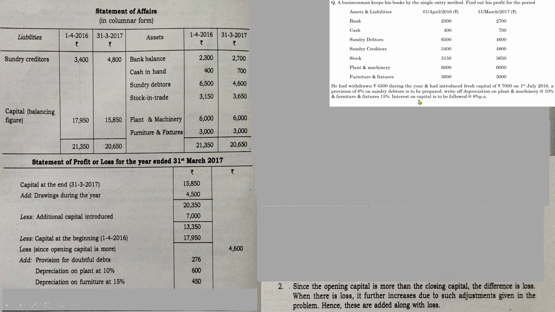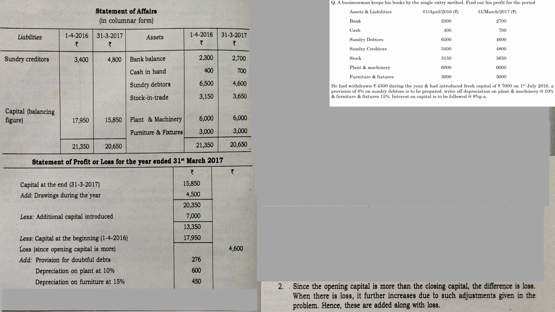Next one, and the final item mentioned in the question, is interest on capital. Interest on capital is an expense, so it has to be mentioned. Here it is 8%. So how are we going to find the interest on capital? Because it is a very tricky area. Interest on capital means interest provided to whoever has introduced the capital.